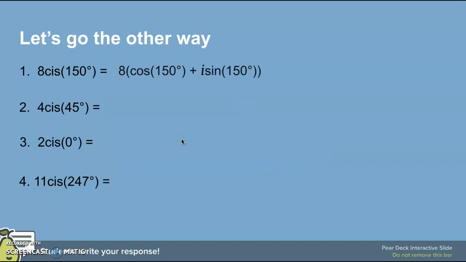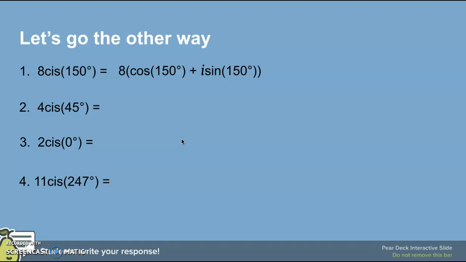All right, so let's go the other way. This time I want to go 8 cis 150 degrees and I want to turn it into rectangular form. You have to remember that 8 cis 150 is the same as 8 times cosine 150 degrees plus i times sine 150 degrees. Now, cosine of 150 has a reference angle of 30 degrees, and sine of 150 has a reference angle of 30 degrees.